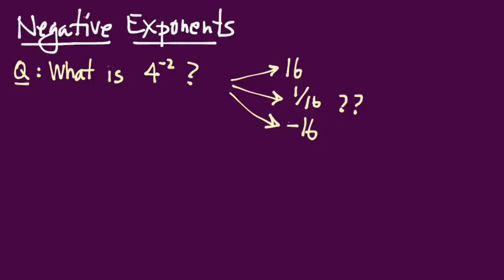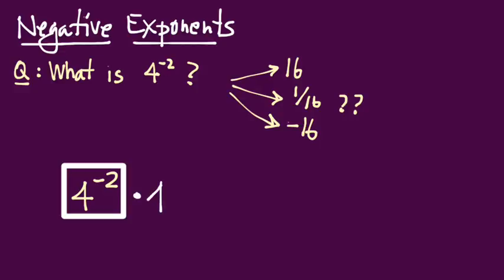So here's how I like to think about it. Whatever 4 to the negative 2 is, I don't know what it is for the moment. I'm going to pretend I don't know what it is. But whatever it is, my question is, what's going to happen if I multiply it by 4 to the positive 2? Let me just write 4 to the 2. What's going to happen if I multiply these two exponentials together?